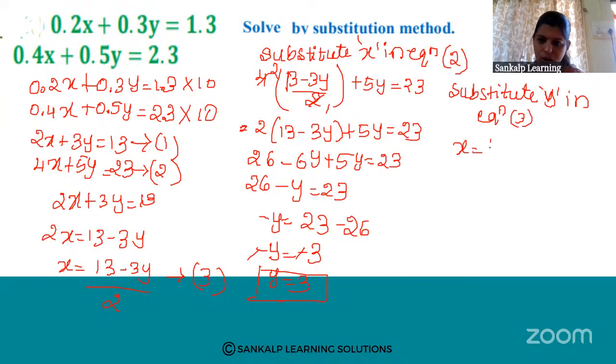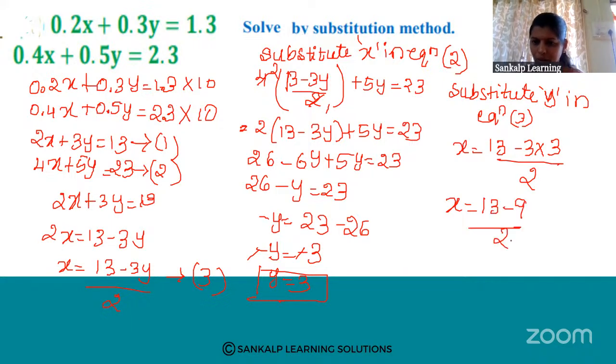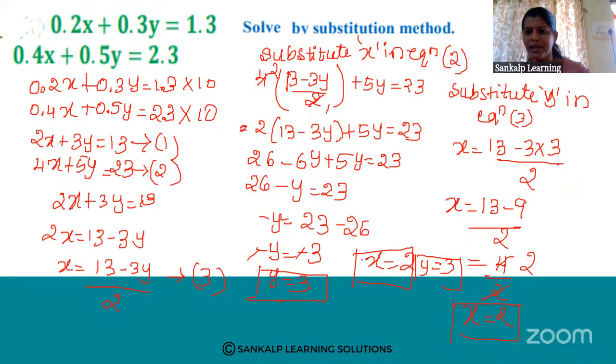x is equal to 13 minus 3 into the y value, which is 3 divided by 2. That means x is equal to 13 minus 9 divided by 2. So 13 minus 9 is 4, divided by 2. Two ones are 2, two twos are 4. That means x is equal to 2. So the value of y is 3. x is equal to 2 and y is equal to 3. So if you want, you can take it down, right?